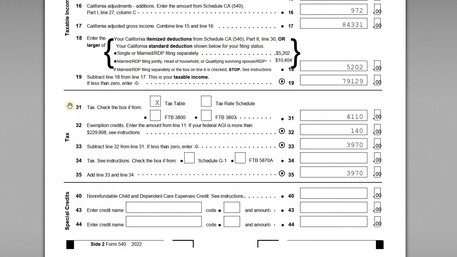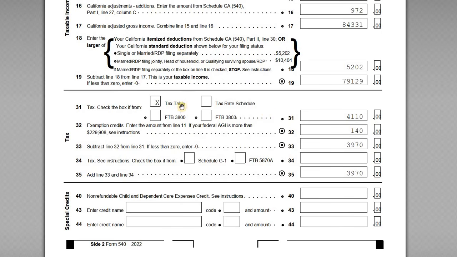Now the tax computation, right? Line 31 gives us a couple options. FTB 3800 and 3803. These schedules apply when you have children that have unearned income, so investment income, and you're trying to figure that tax on your personal return, because there are different rates that apply. In our case here, we don't have any dependents, so he's not going to have any dependents with investment income.